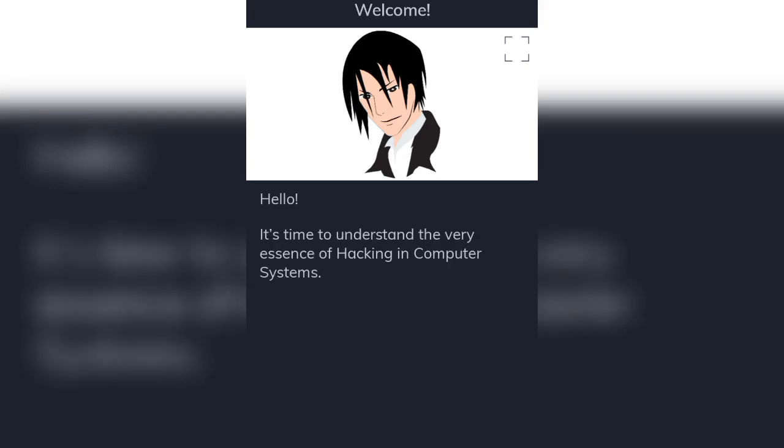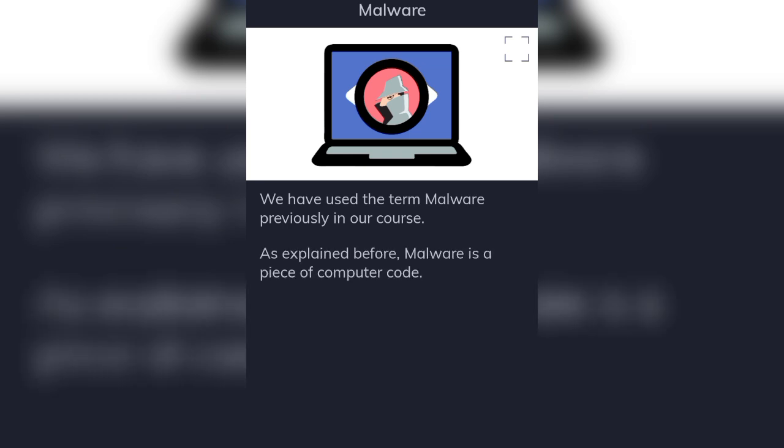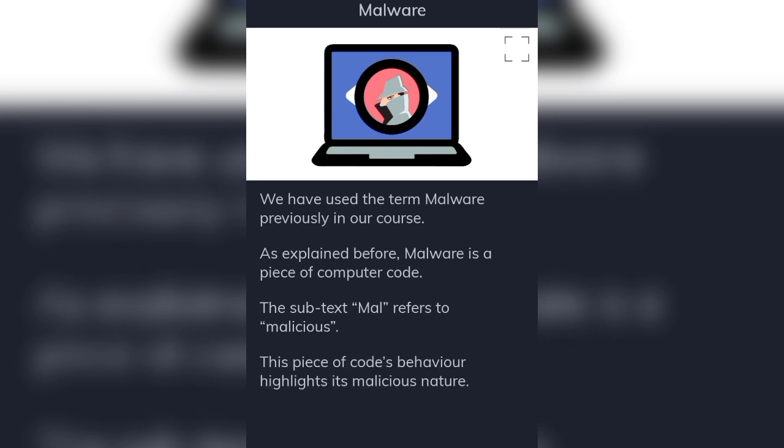It's time to understand the very essence of hacking in computer systems. Let's begin now. We have used the term malware previously in our course. As explained before, malware is a piece of computer code. The subtext "mal" refers to malicious. This piece of code's behavior highlights its malicious nature.